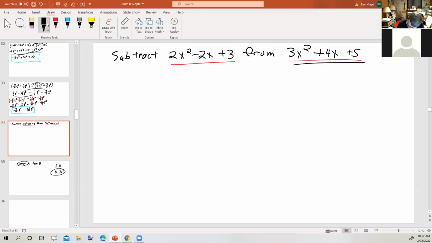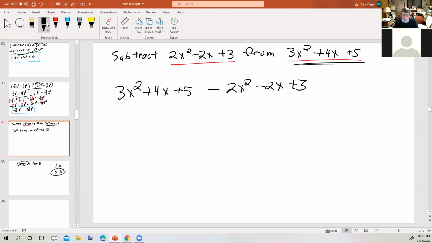So I'm going to start with that. I've got 3x squared plus 4x plus 5 minus 2x squared minus 2x plus 3. But there's a problem here. Of course there's a problem. They're all problems. But it says subtract that. So I need to subtract that whole quantity and then ultimately distribute that subtraction sign.